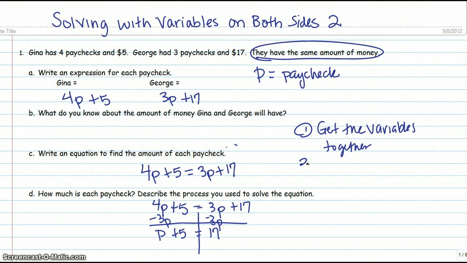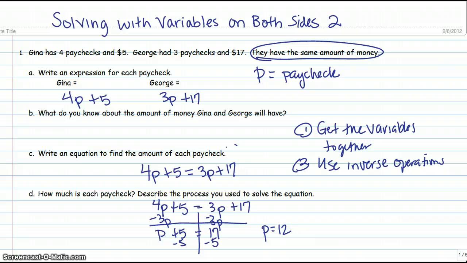After that, you're going to use inverse operations to finish solving. So, we're going to subtract 5 on both sides, and so P is going to equal 12. So, P is 12, that means each paycheck is $12.